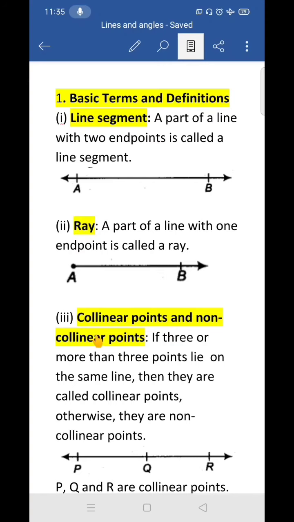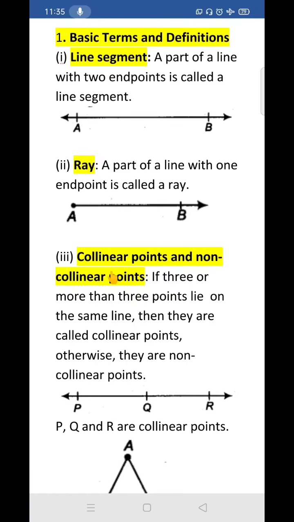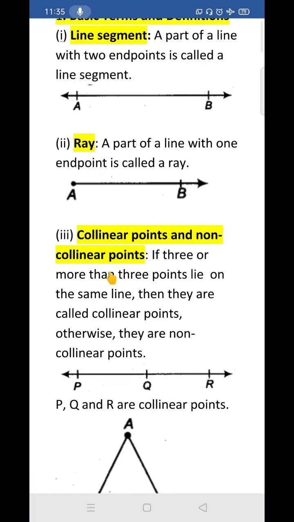So the next thing is collinear points and non-collinear points. What is the meaning of this? We'll see now. If three or more points lie on the same line, then they are called collinear points. Otherwise, they are non-collinear points. Now here you can see in this example, if 3 or more points, here P, Q and R, are lying on the same line, then these are called collinear points.